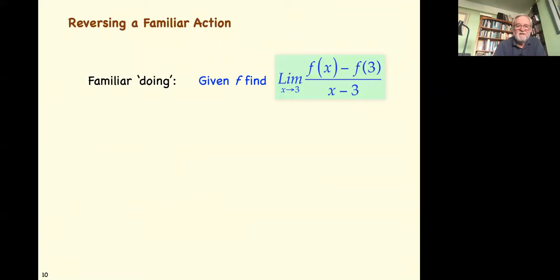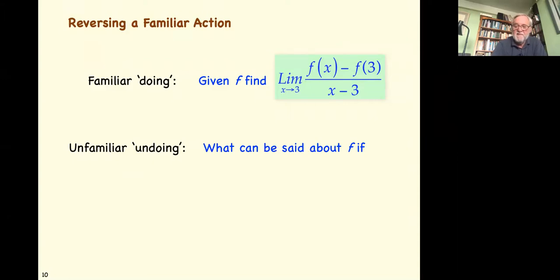This is one of my favorite things to do with tasks. If you take a familiar task, such as: given a function f, suppose we've been told what it is, find the limit of f of x minus f of 3 over x minus 3. It's a routine thing to do. But that can be turned, by reversing it, into: what can be said about f if that is the case? So that's a way of tinkering with exercises to turn them into tasks which really probe the student's comprehension of what taking a limit tells you about a function.